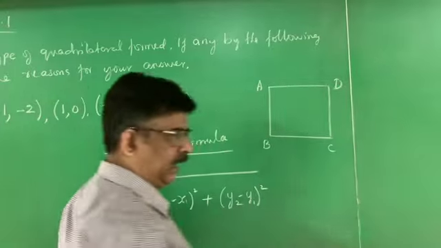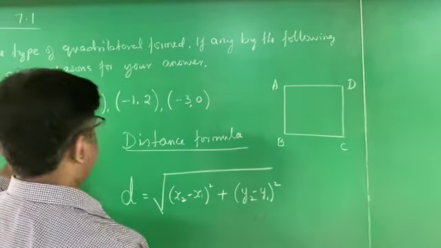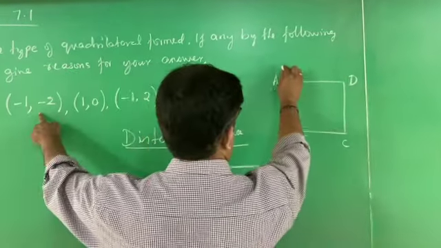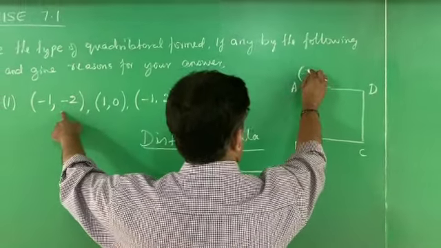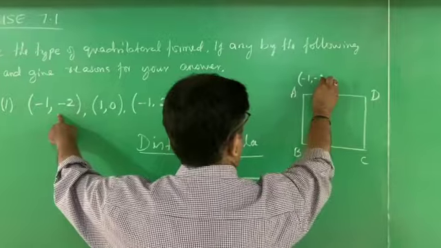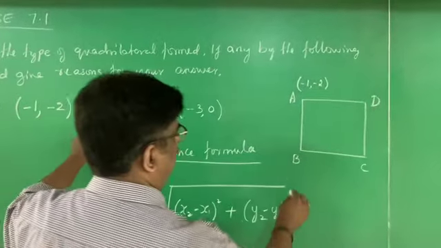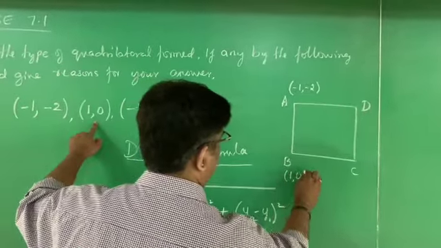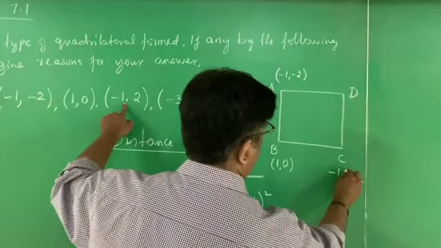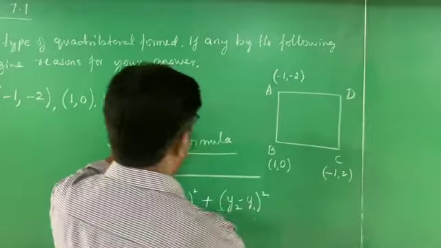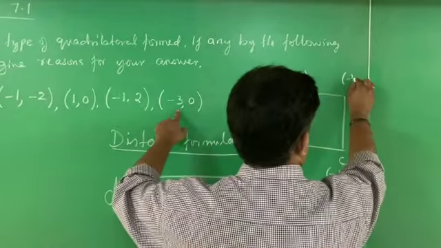ABCD is my quadrilateral. I take the coordinates of the points: A is -1, -2. B is 1, 0. C is -1, 2. D is -3, 0.